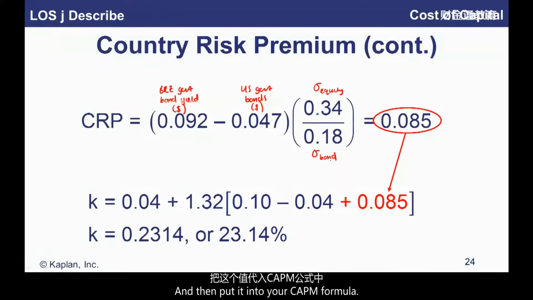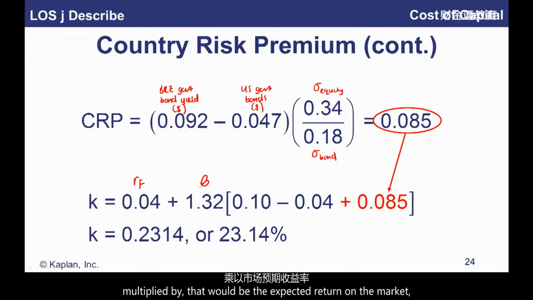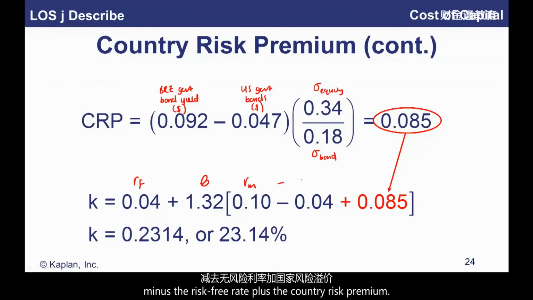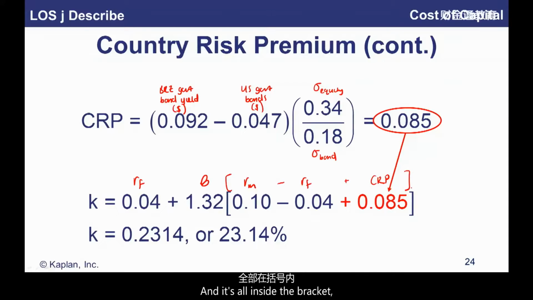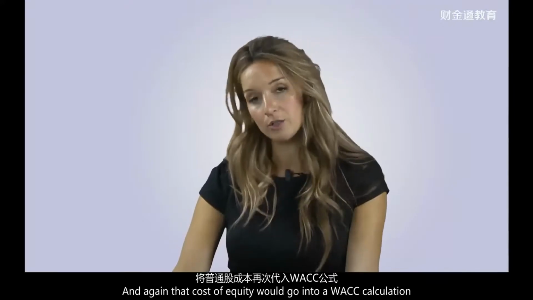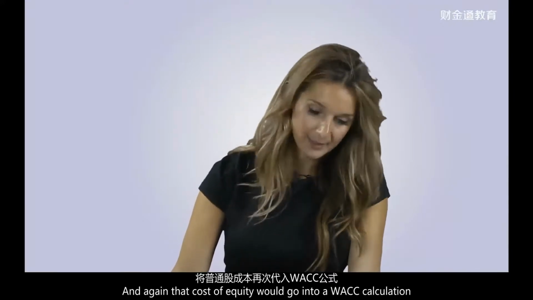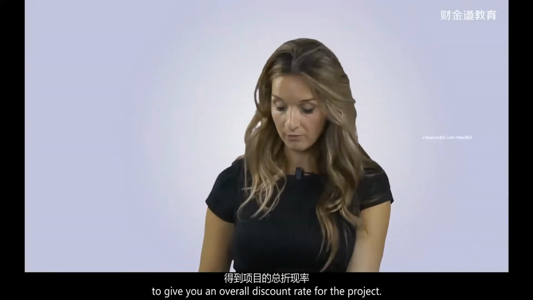And then put it into your CAPM formula. There's your risk-free rate, that would be the risk-free rate in the US, plus the beta multiplied by, that would be the expected return on the market minus the risk-free rate, plus the country risk premium, and it's all inside the brackets, giving you a cost of equity of 23.14%. And again, that cost of equity would go into a WACC calculation to give you an overall discount rate for the project.